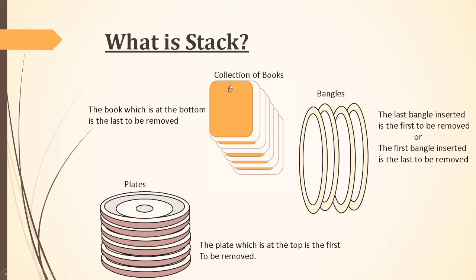And the second example you can consider is a collection of books. The book which is at the bottom is the last to be removed. If you want to remove the book at the bottom, you have to first remove the top books. And if you want to place a book, you place it on top. You cannot place it at the bottom. Then you can consider bangles. The last bangle inserted is the first to be removed, or the first bangle inserted is the last to be removed. So I hope you are getting something here.